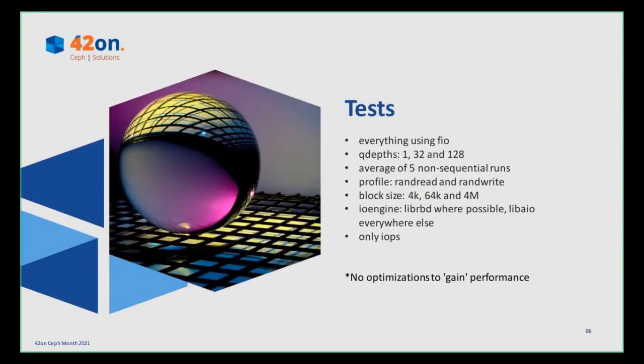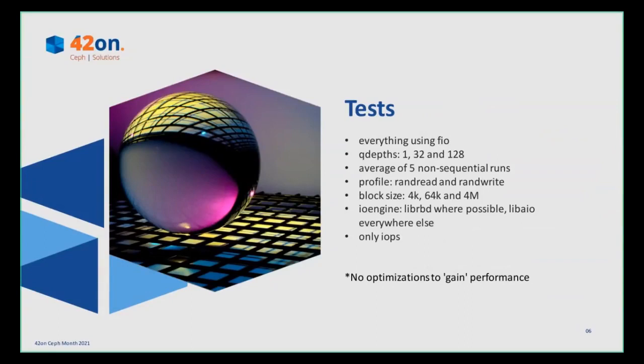Now, for the tests, what was important for us is to see different types of results. So Guido did a talk yesterday about the importance of testing with a queue depth of 1. So we have that as part of it, but we also test with queue depths of 32 and 128 because it amplifies problems and makes them much more visible, and it can also sometimes reveal different types of problems. We did 5 runs for each scenario and each test combination.